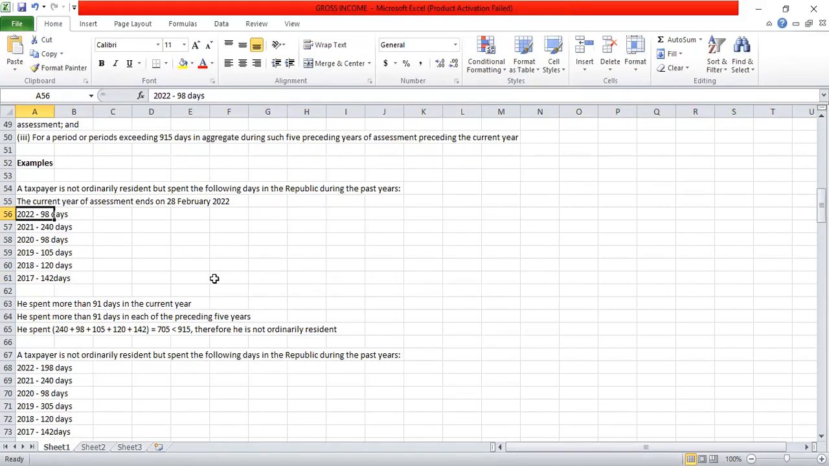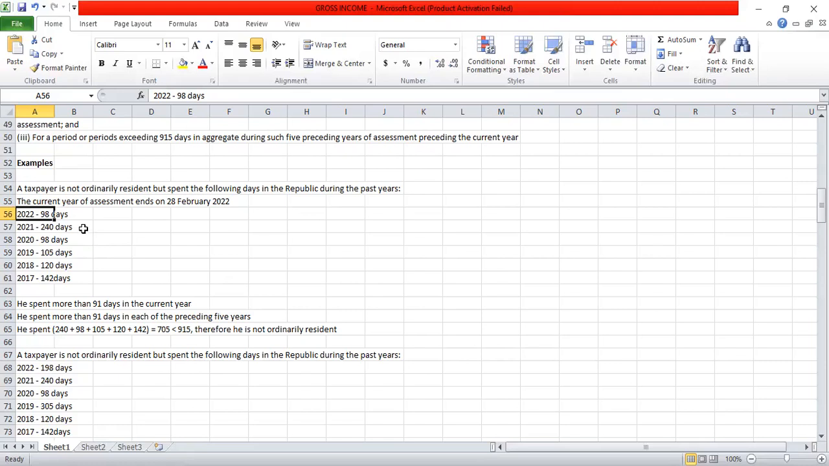So that means you were in South Africa for 98 days. So you satisfy the first requirement. As long as you were in South Africa for more than 91 days, then you'll be liable for this. That's number one, you fulfill the first part of the physical presence test. Then number two, we look at the previous 5 years, that is 2017 to 2021. Then we check if you spent more than 91 days in each of those years.